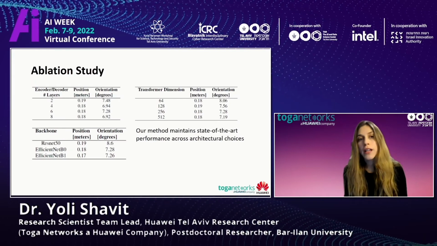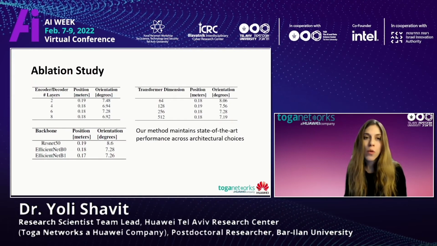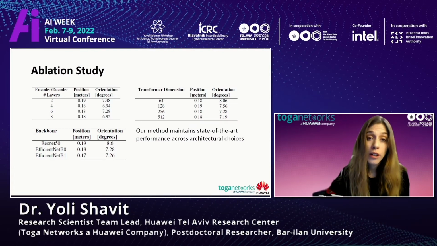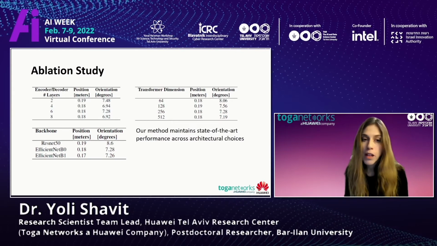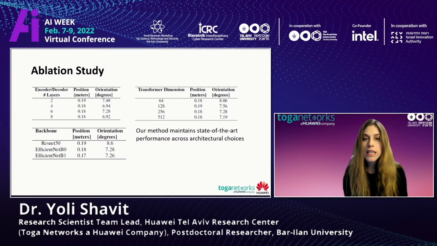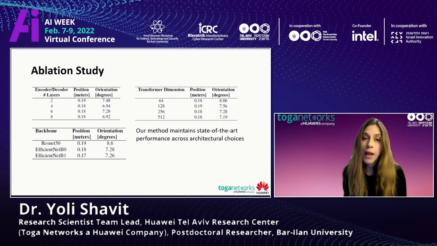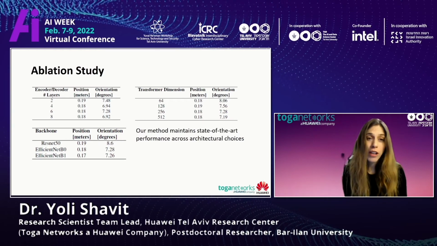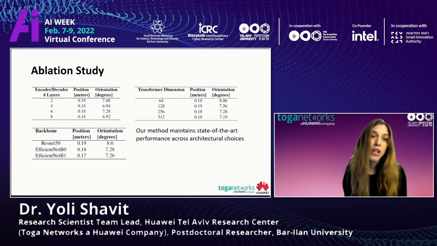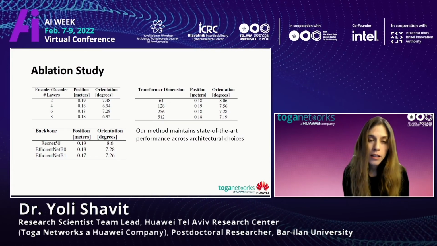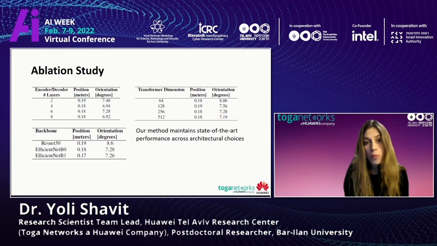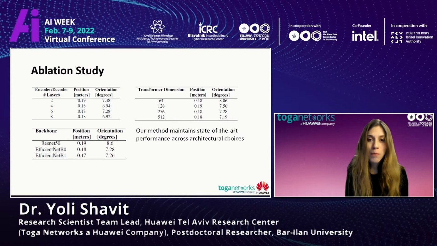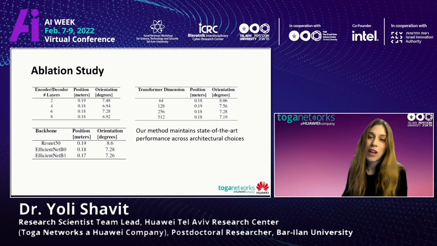In order to evaluate the robustness of our model, we carry out ablation studies. We vary the number of encoder and decoder layers used, the transformer dimension, and the backbone. These changes have a relatively minor impact on the performance. So consider, for example, a variant of our model with 2 layers shown here at the top left table. It actually achieves a very similar performance to a variant of our model with 6 layers. And again, importantly, it maintains state-of-the-art performance.